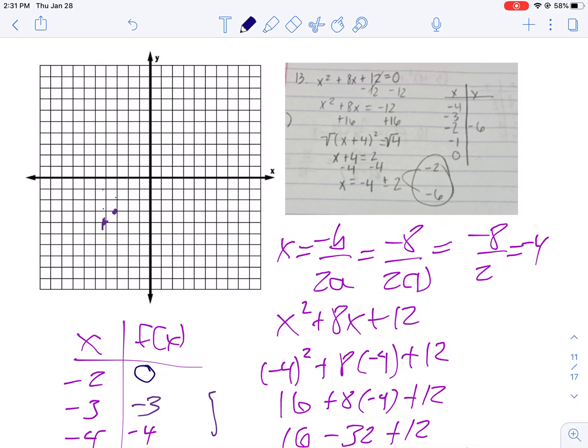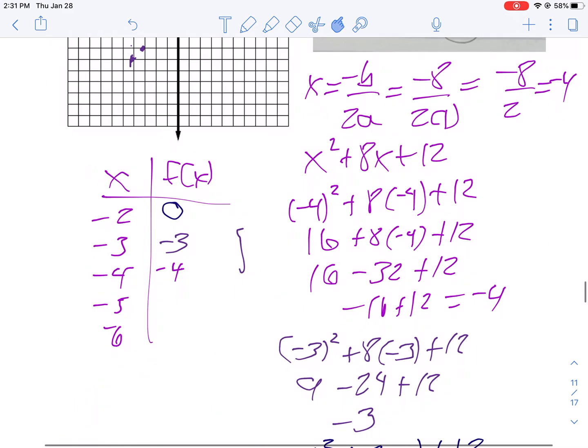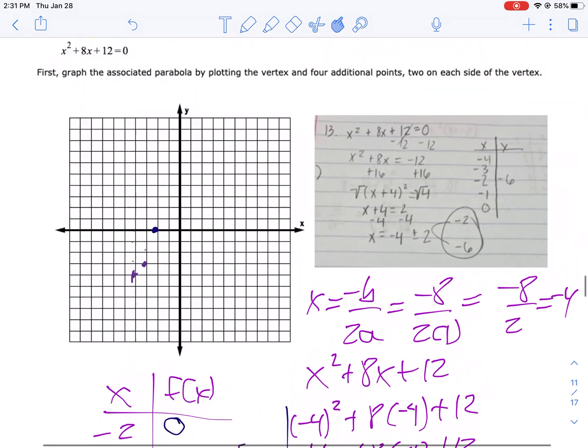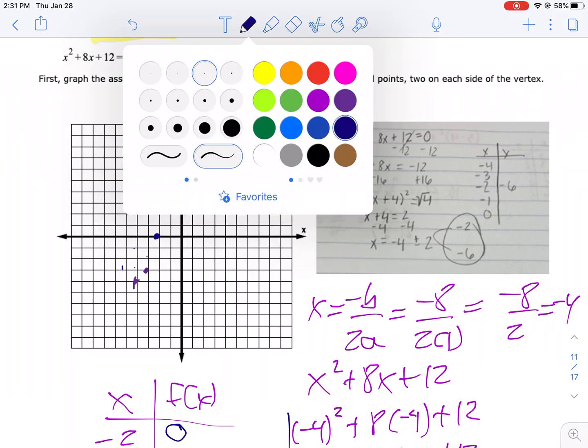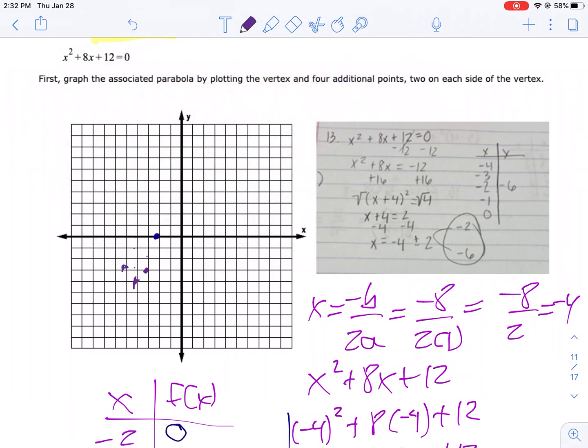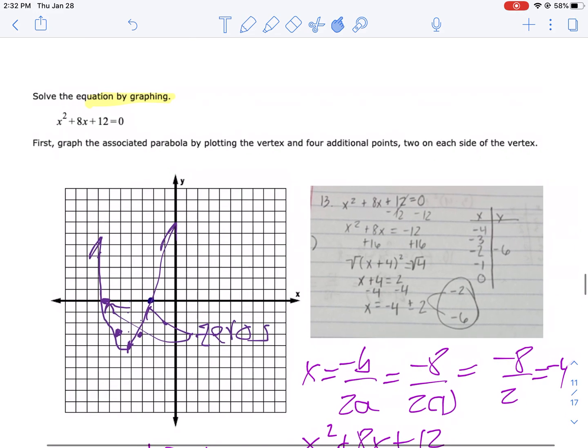Now, we know it's a parabola, and we know it's symmetric. So we should be able to fill in this table as long as we go the same direction. You don't have to do all that work. So -5, you're at -3. -6, you're at 0. And those are your two zeros, since you already solved it by completing the square. So your zeros are where it crosses the x-axis. That's what you're supposed to find. And that's your answer.